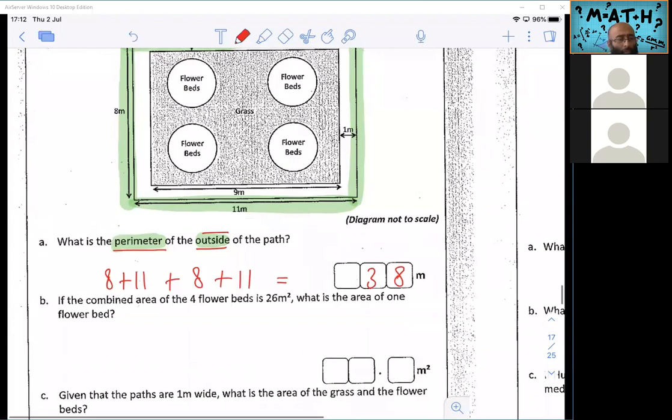Okay, next question. Read the next question, part B, please. If the combined area of the 4 flower beds is 26 meters square, what is the area of 1 flower bed?